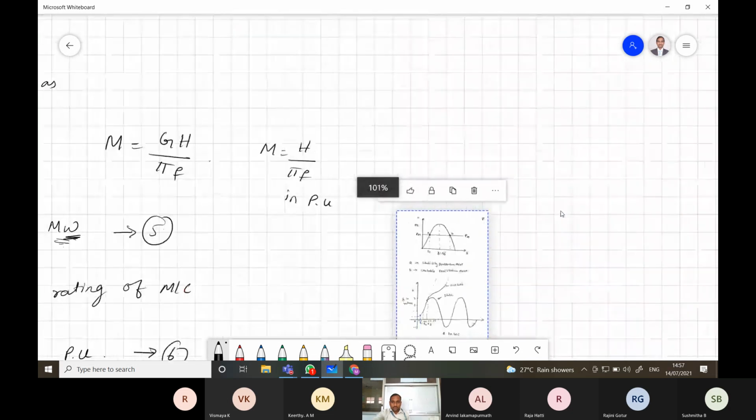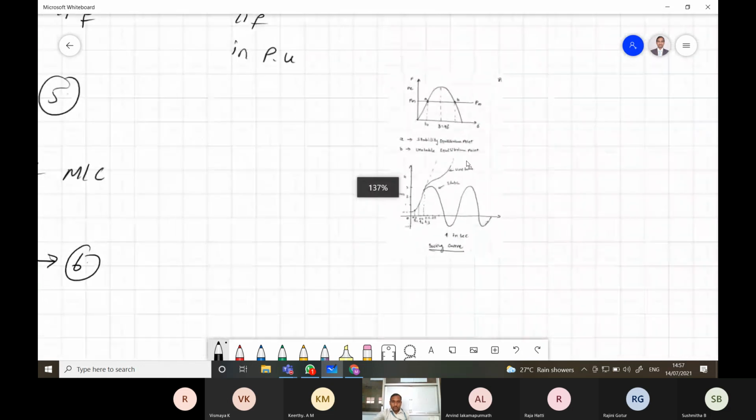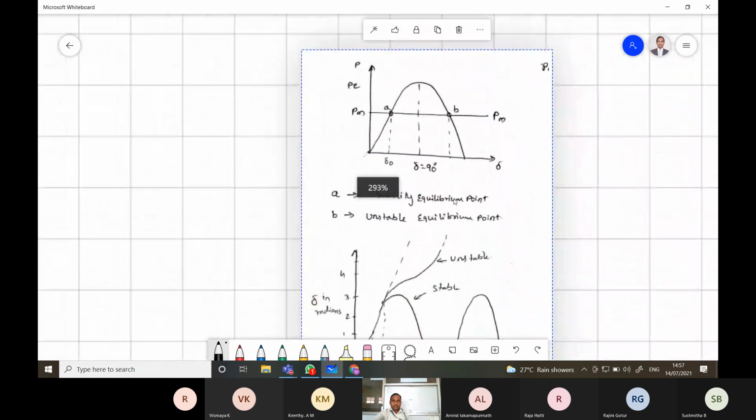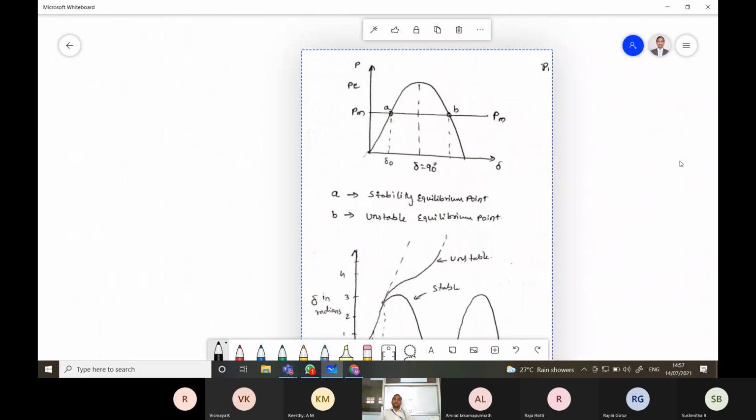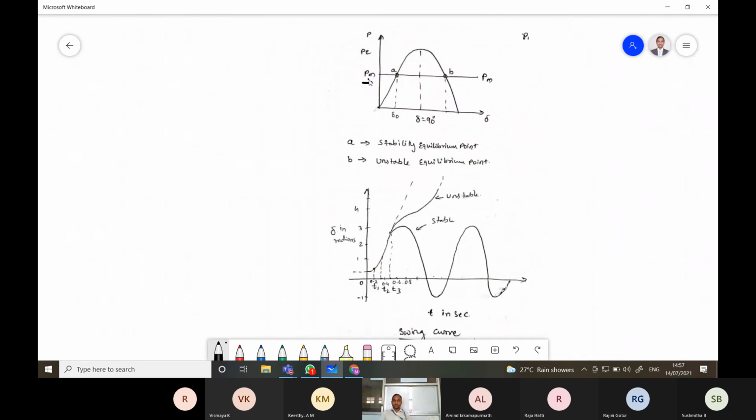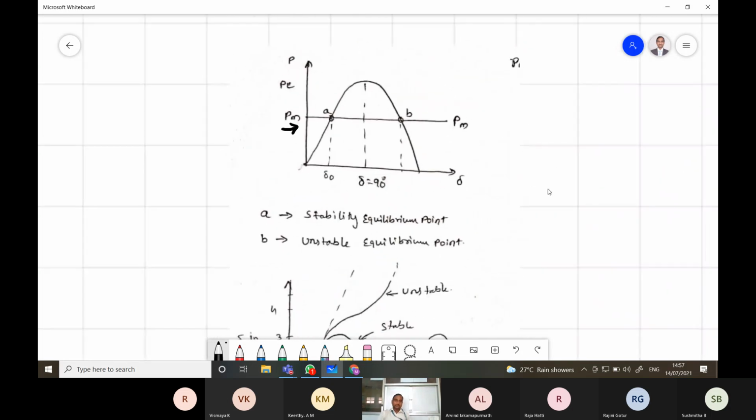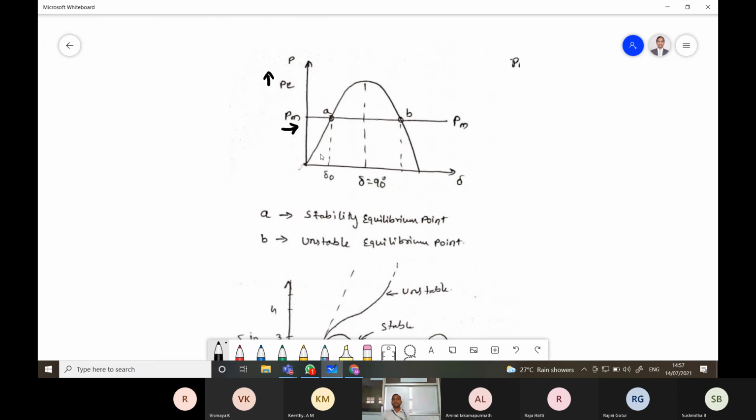So observe this swing curve. There are two powers. One is mechanical power, that is given as input to the machine. Because of that, electrical power P is generating. In between these two, initially mechanical power is there, so due to that, electrical power is generated.